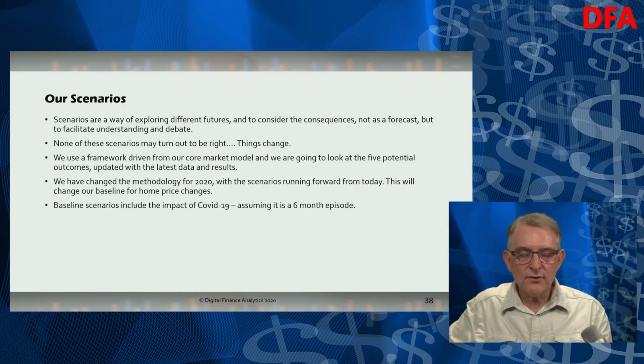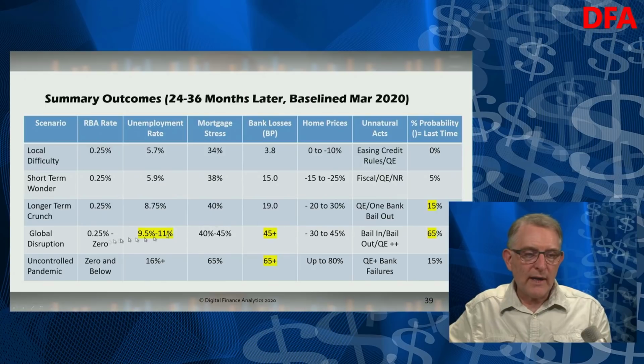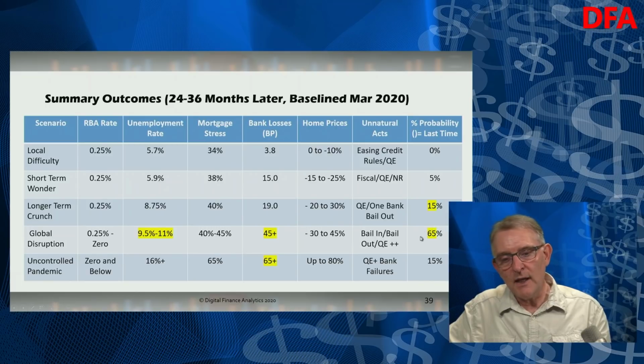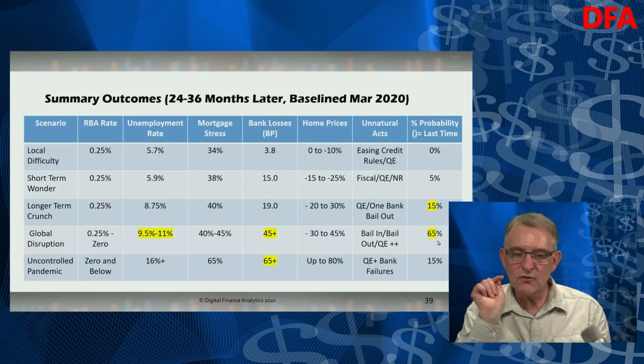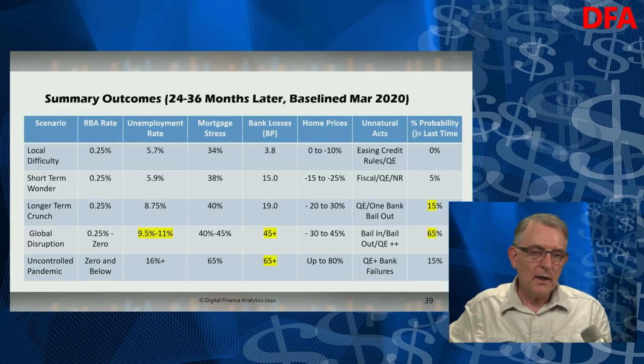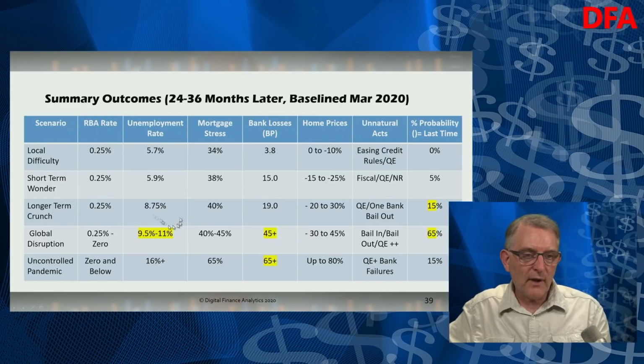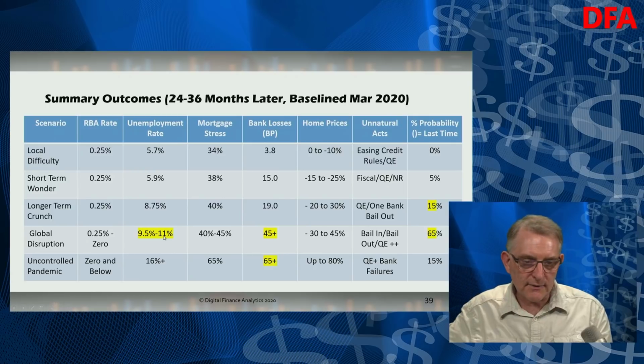Not a lot has changed, but essentially we have still got our global disruption scenario as the one that we think is most likely to be the true situation. We've given it now a 65% rating, so it's become even stronger in terms of our view. We've increased the unemployment rate over the next 24 months to between 9.5% and 11%, so we don't think it's going to come down as quickly as the Reserve Bank.